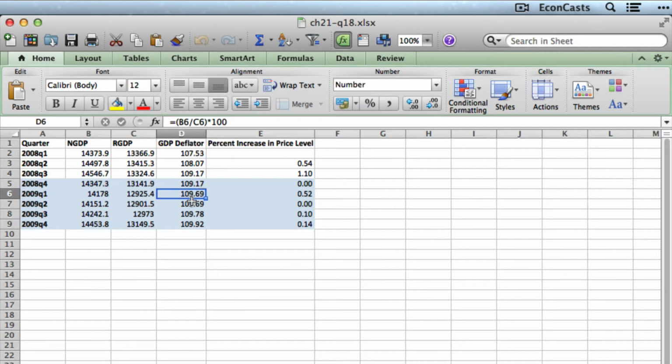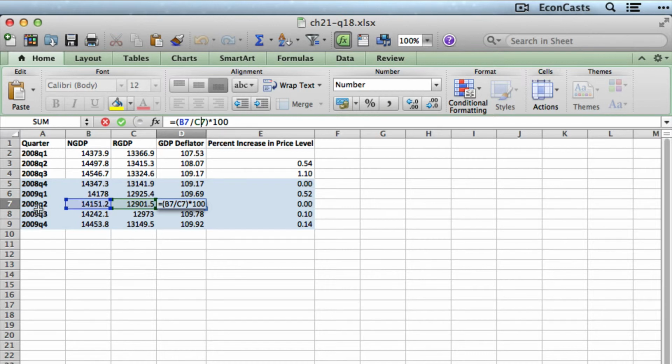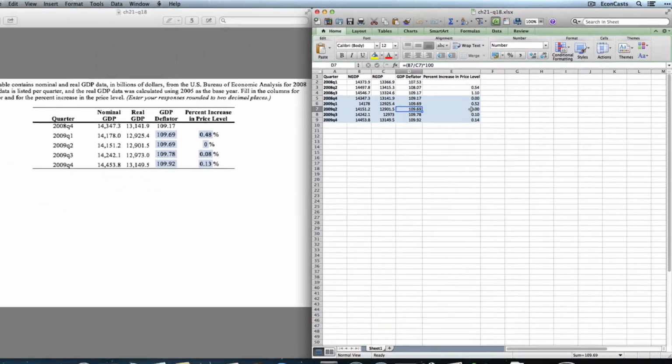So the way we read this is that there's a 9.69% increase between real GDP and nominal GDP, or it's not really an increase in the sense of moving from year to year. It might be helpful to think of this as a 9.69% proportional difference between real GDP and nominal GDP. We do the same thing for the next number. We take 2009 quarter 2 and divide our nominal GDP by our real GDP, multiply by 100 and get an index there. Now these two indexes happen to be the same, so our percentage increase in the price level between quarter 1 and quarter 2 is going to be 0.